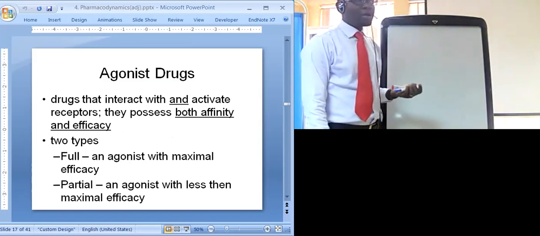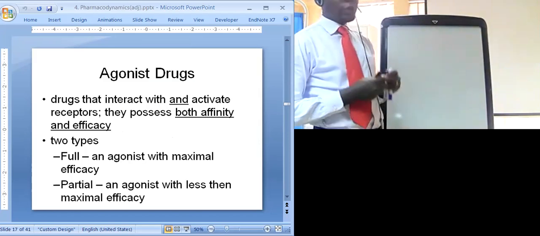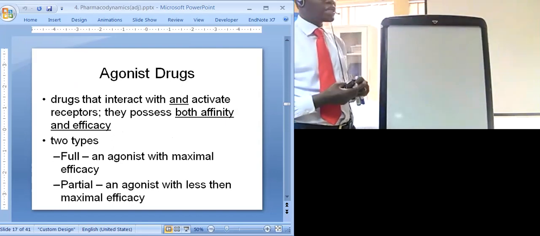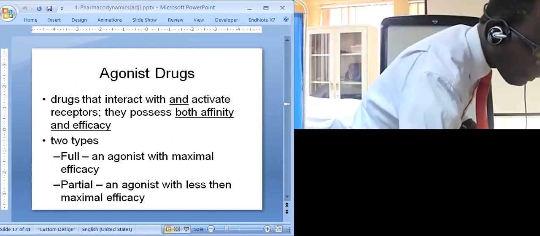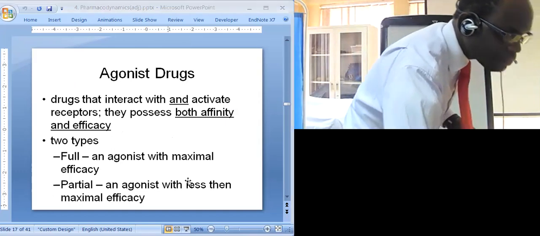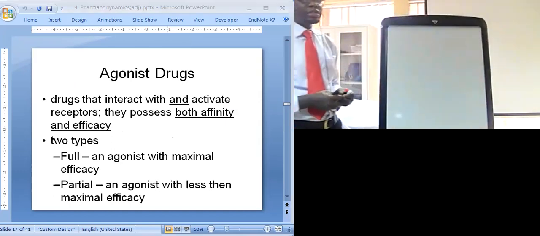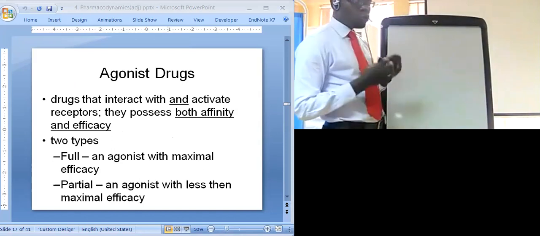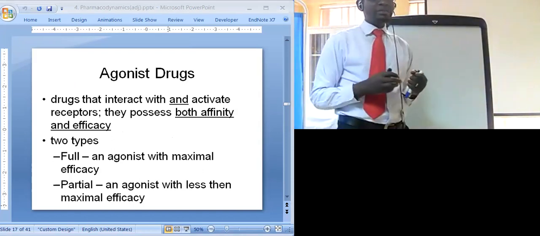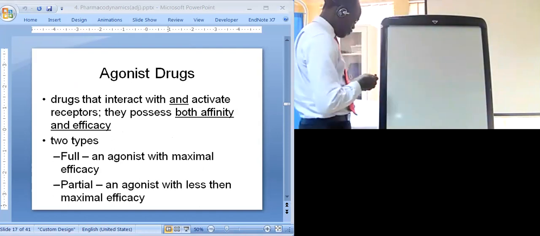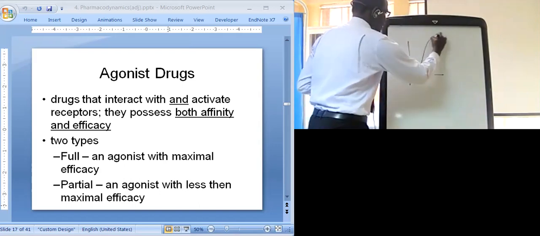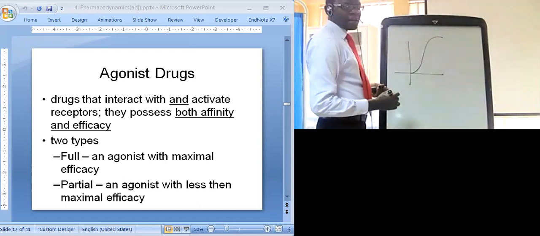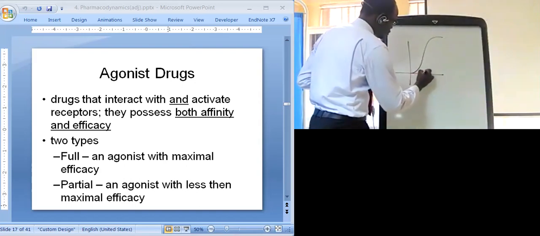All right, so agonists are drugs that interact with and activate receptors. As we said, they possess both affinity and efficacy. They are of two types. We have what we call a full agonist, which produces a maximum response. And then partial agonists, which don't give us a full response.